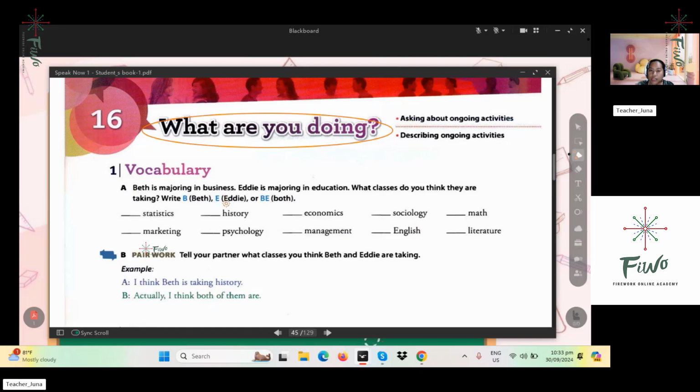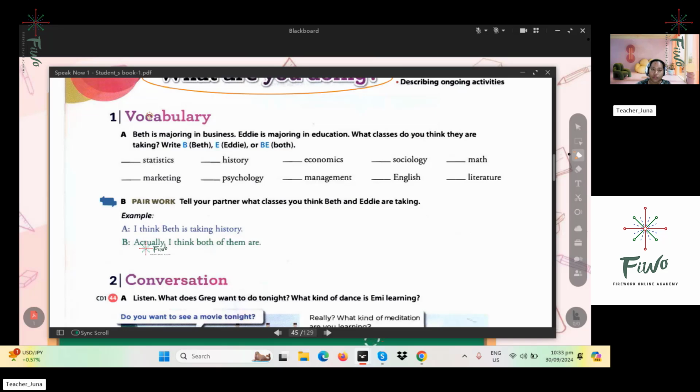Okay, so in this lesson, this topic is asking about ongoing activities and describing ongoing activities, okay? So first is the vocabulary. All right, can you please read this one?